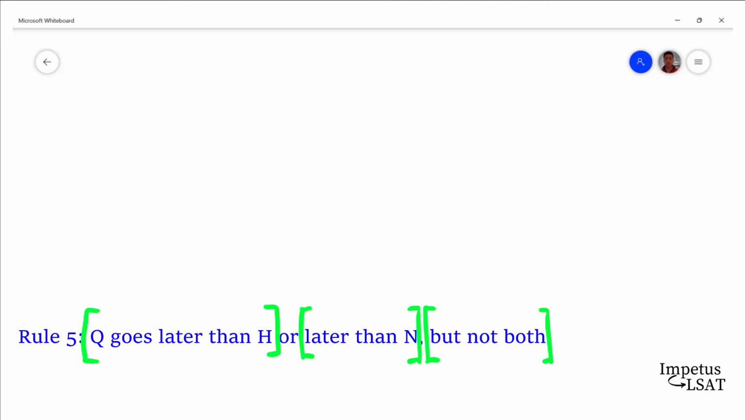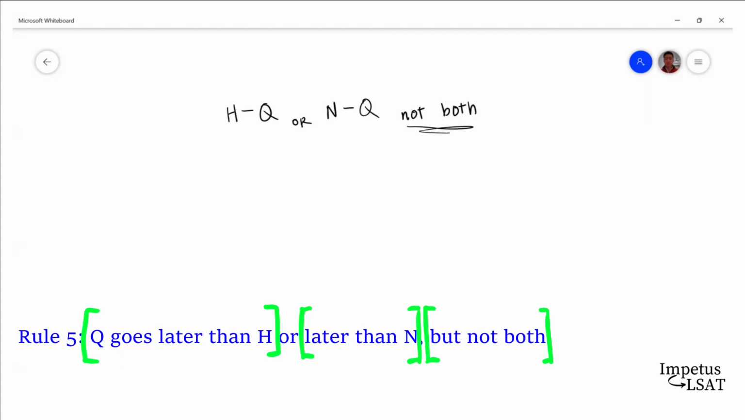So Q goes later than H. That's going to look like this. Then we have Q goes later than N, which looks like this. And I'm also going to put an or here. And then finally, we have not both.